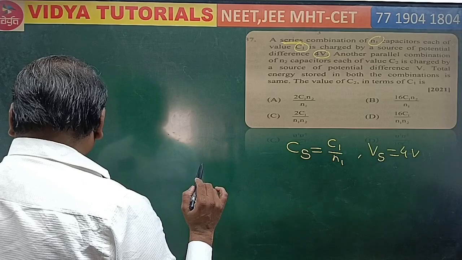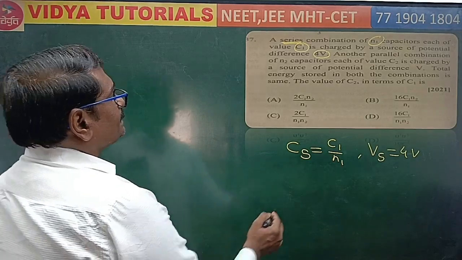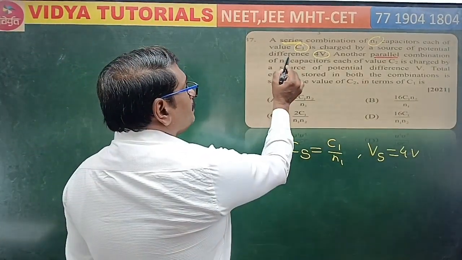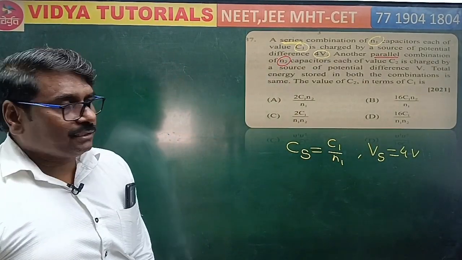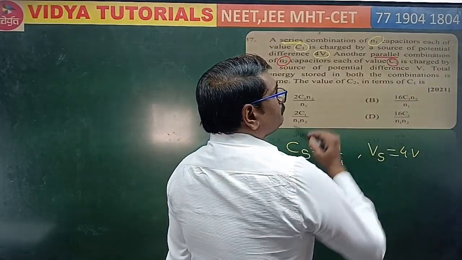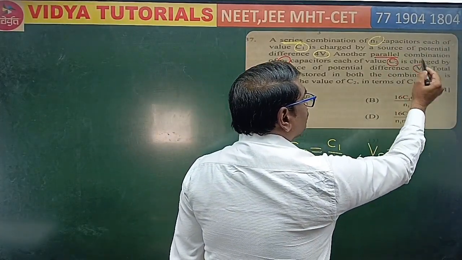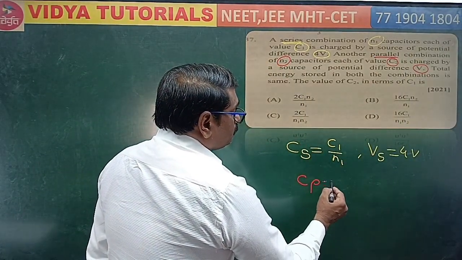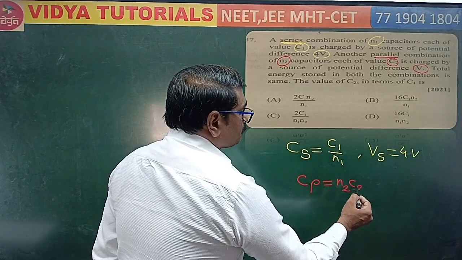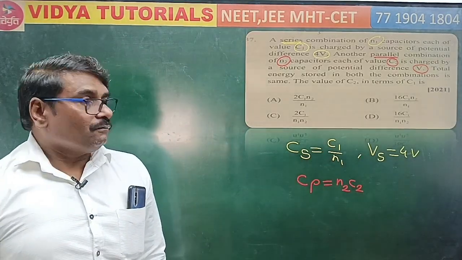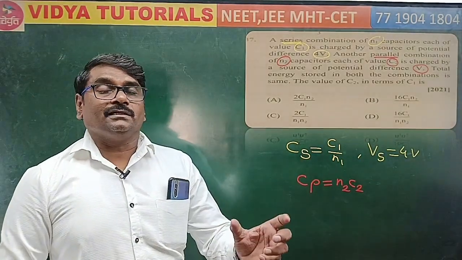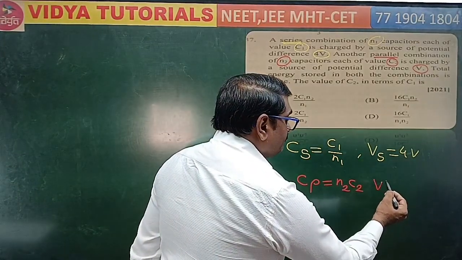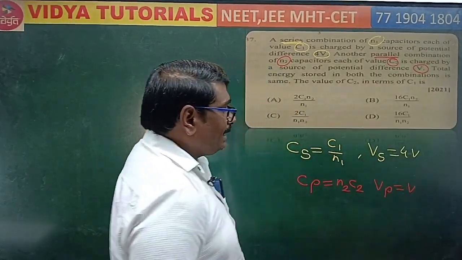Now let's see the new line. What does it say? Another is a parallel combination of N2 capacitors of each value C2, and the potential difference across them is V. From this second line we can say that Cp is equal to N2 C2. This is the general formula when N2 capacitors of the same value are connected in parallel. At the same time, Vp is given as V.